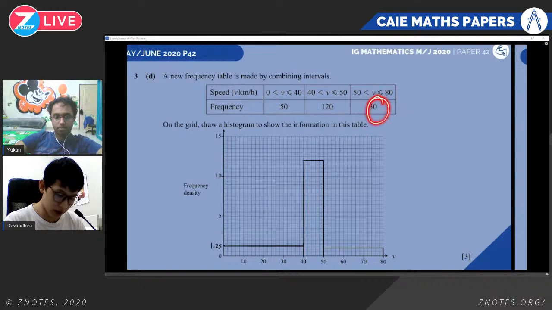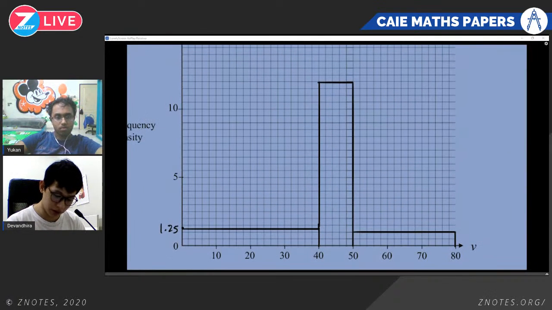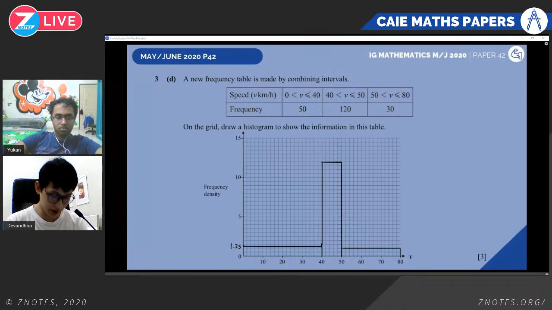We have 30 divided by 80 minus 50, which is 30. So 30 divided by 30, that's just 1. So we have the histogram going from 50 to 80, while the height is just 1. Okay? So that's it. And anything you want to add here, Yugan?